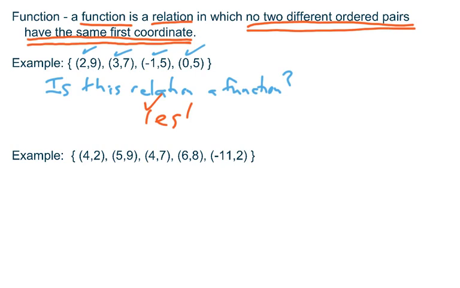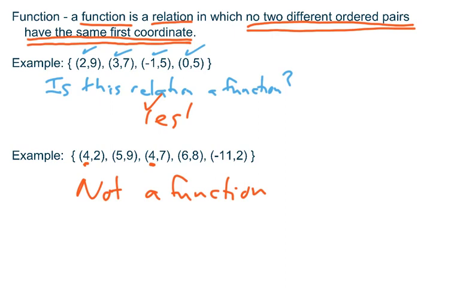Look at the second one, though. Again, a function is a relation in which no two different ordered pairs have the same first coordinate. Look here and here. These two ordered pairs have the same first coordinate. That's not good. That doesn't mean it's not a relation. That simply means that this is not a function. It's not that it's evil or anything, but as we move along, I think you'll see why there's a value to a relation being a function.